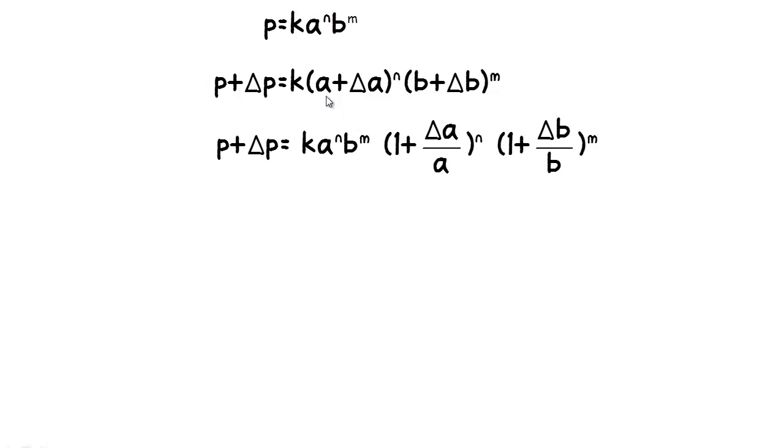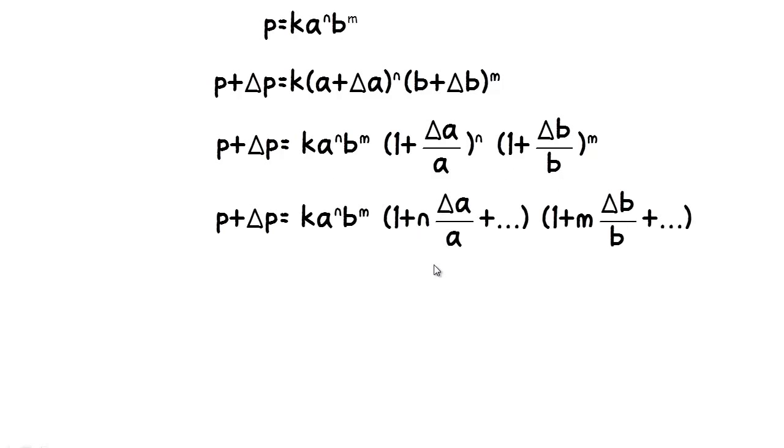If you're still not convinced, then here is the more rigorous proof. What this line is saying is, if A increases by a small amount delta A and B by an amount delta B, then P is going to increase by an amount delta P. If I take A out of this bracket and B out of this bracket, I'm going to get this line. If you know your binomial expansion, then this line to this line is obvious.